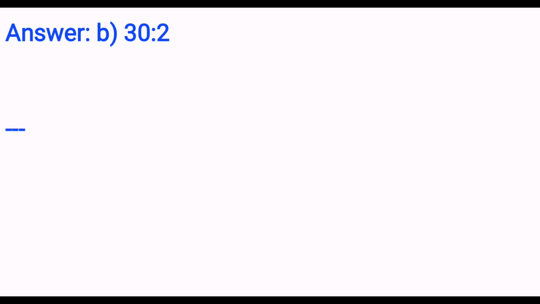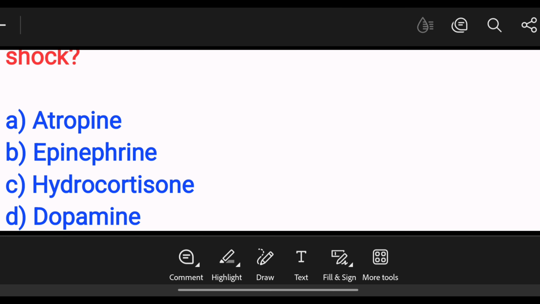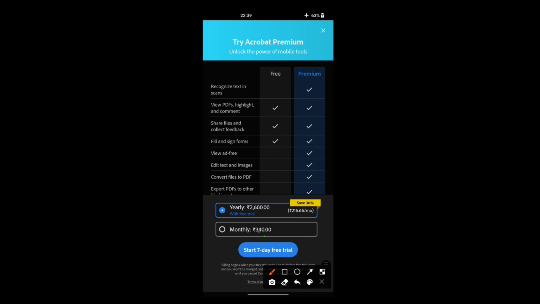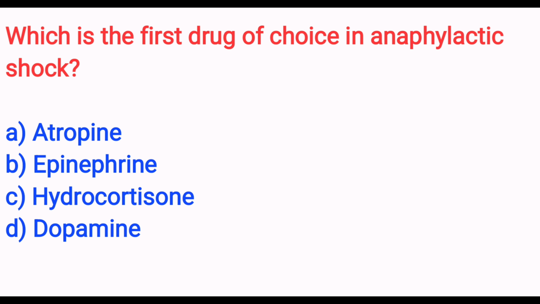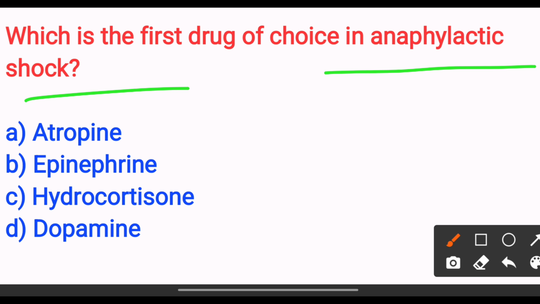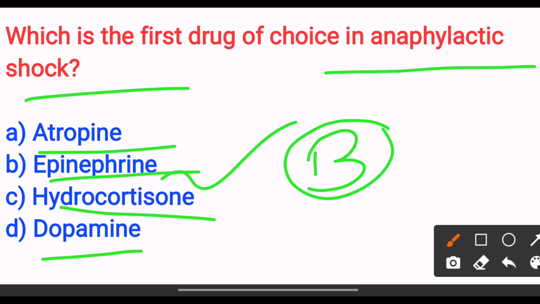Next, which is the first drug of choice in anaphylactic shock? Option A, atropine; option B, epinephrine; option C, hydrocortisone; option D, dopamine. The answer is option B, epinephrine.